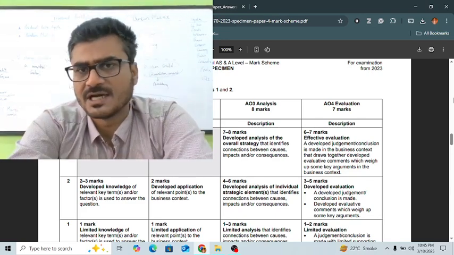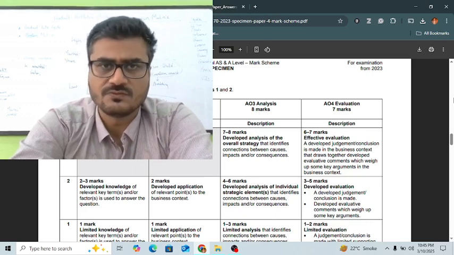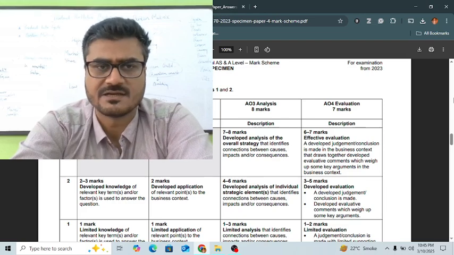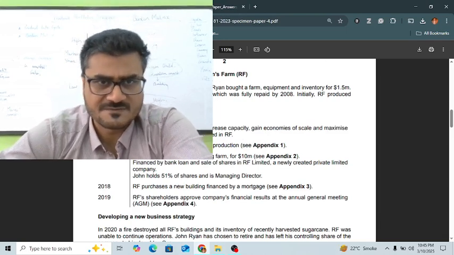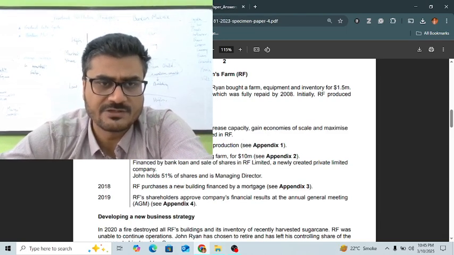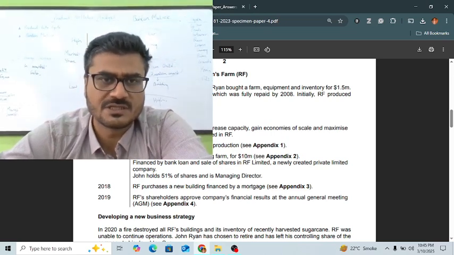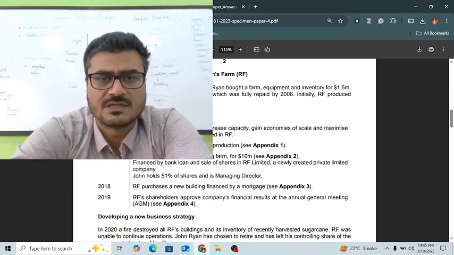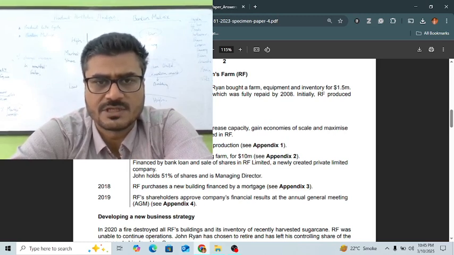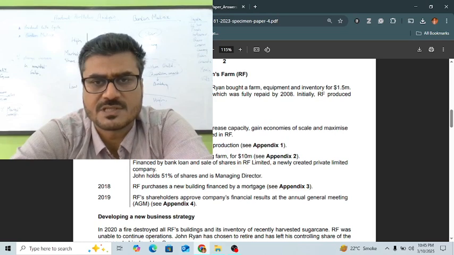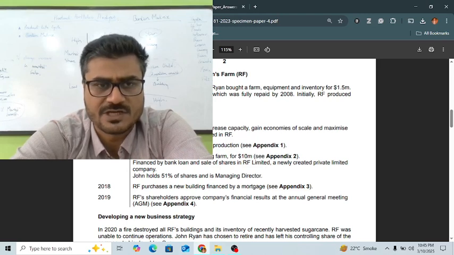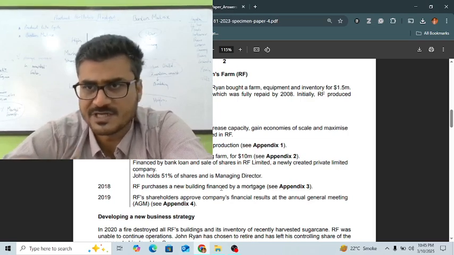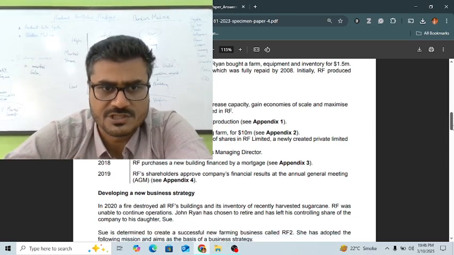So you need to analyze at least 3 to 4 points in order to get good marks in analysis and evaluation. Coming back to our paper, that is RF's growth strategy. Between 2008 and 2014, RF's approach resulted in organic growth, expanding its already existing operations, gaining economies of scale and maximizing profits, with all profits being reinvested into RF. What happened in 2015? All land converted to sugarcane production. See Appendix 1. We will see what happened to sugarcane production in 2015.